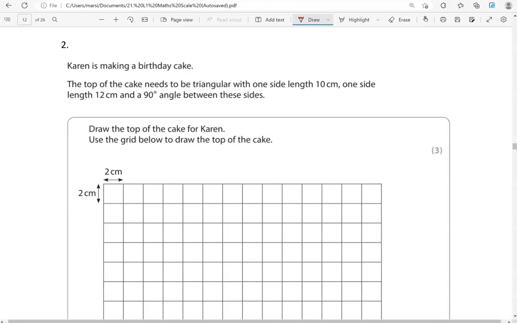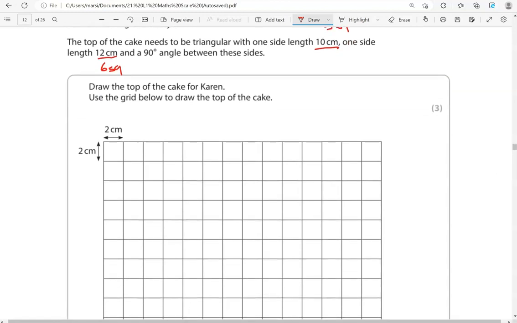Karen is making a birthday cake. The top of the cake needs to be triangular with one side length 10 centimeters, one side length 12 centimeters, and a 90-degree angle between these sides. Draw the top of the cake for Karen. Use the grid below to draw the top of the cake. We're given that each square is 2 centimeters by 2 centimeters, so 10 centimeters will show with 5 square lengths and 12 centimeters with 6 square lengths.